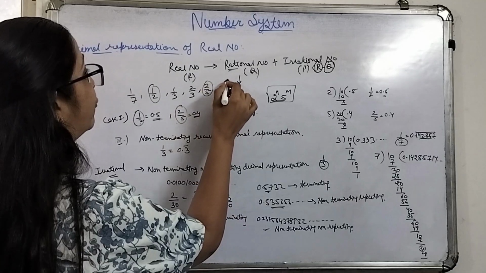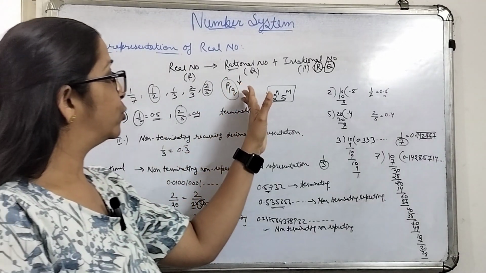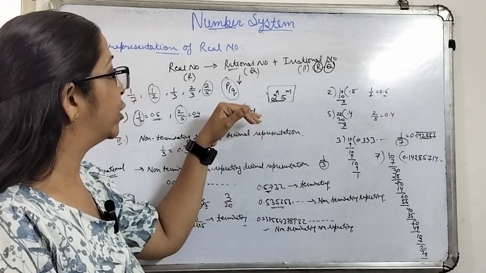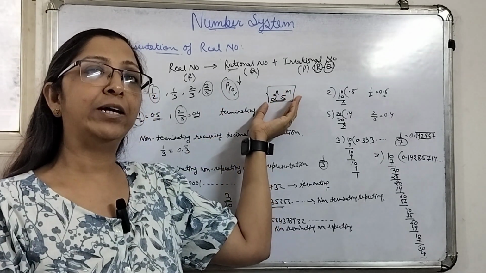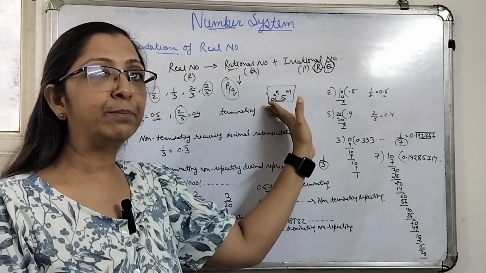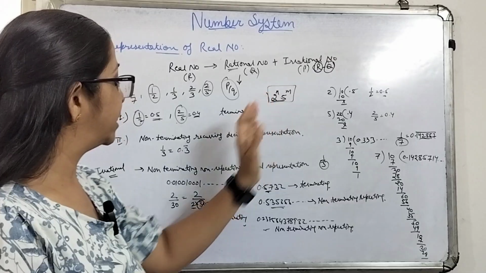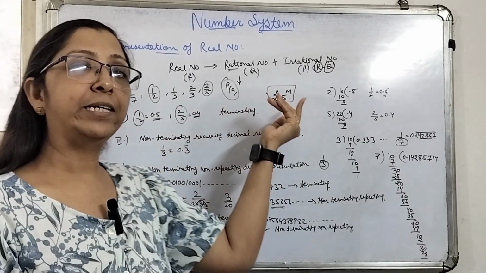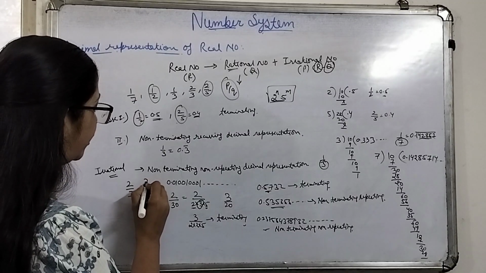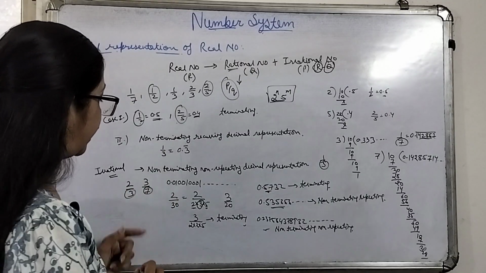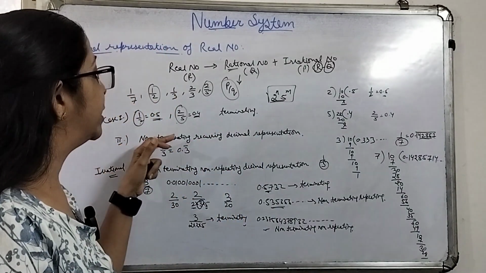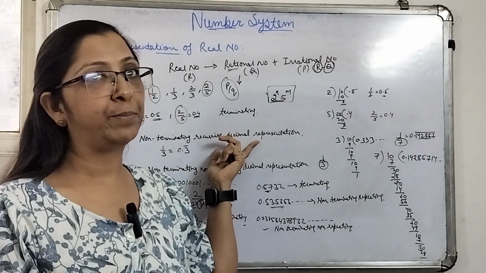So simply by seeing the form of P upon Q, we can come to know whether it is going to terminate or repeat again and again. If your denominator is of the form 2 raised to the power n, 5 raised to the power m, that means in the denominator there are only multiples of 2 and 5, in that case it is going to terminate. And if there is any other number, say 2 upon 3 or 3 upon 7, then in these cases, if we represent it in decimal, it is going to be non-terminating recurring type of decimal representation.